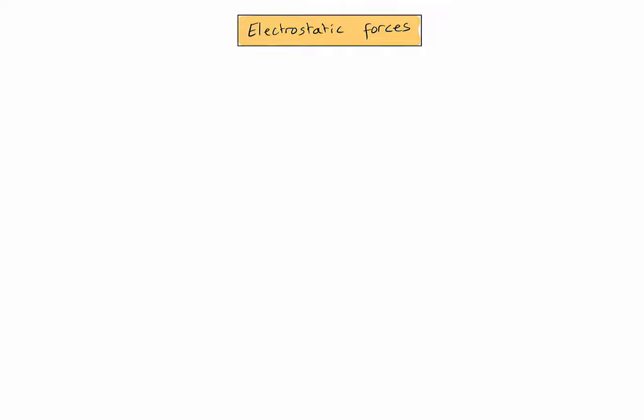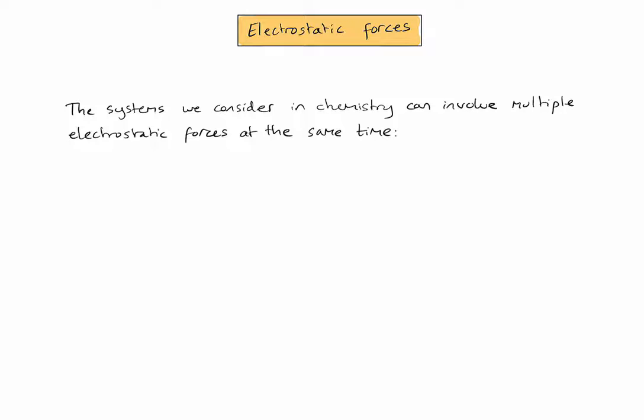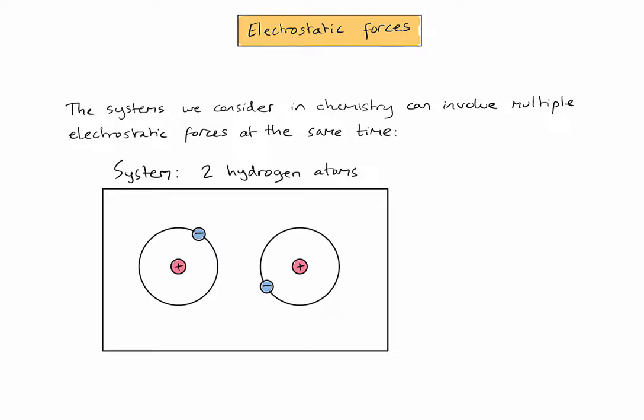As we move through the course in chemistry, you will consider more and more complex systems, and these can often involve multiple electrostatic forces occurring at the same time. Let's consider a system containing 2 hydrogen atoms. You can see for each atom we've got 1 proton in the nucleus with a positive charge and 1 electron in an energy level around the outside. So in this more complex system, let's consider the attractive and repulsive forces that are taking place.